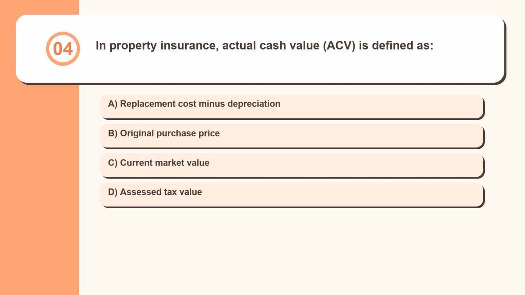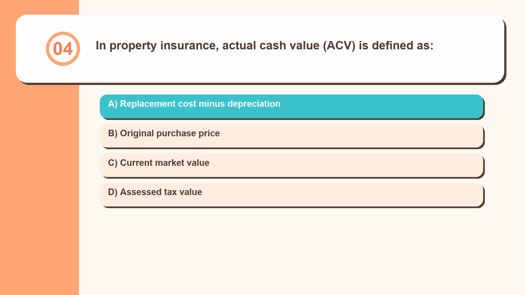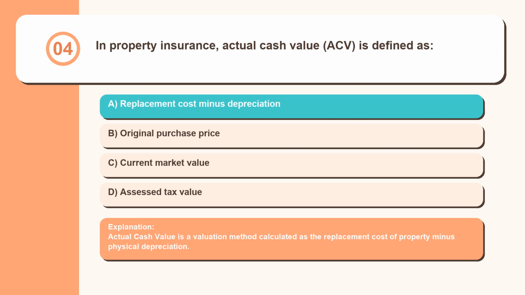Question 4. In property insurance, actual cash value, ACV, is defined as: replacement cost minus depreciation, original purchase price, current market value, assessed tax value. Actual cash value is a valuation method calculated as the replacement cost of property minus physical depreciation.